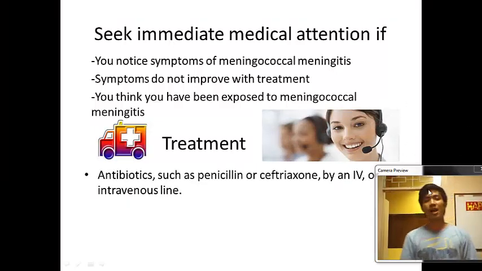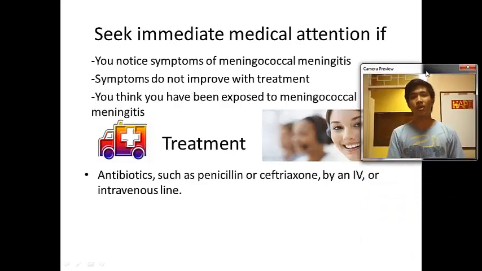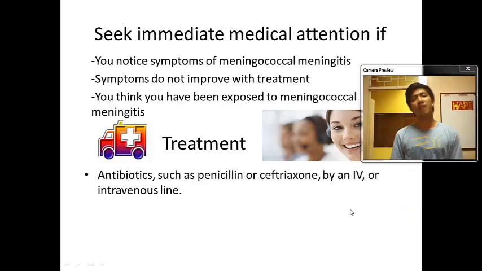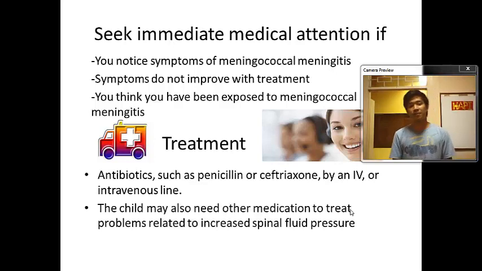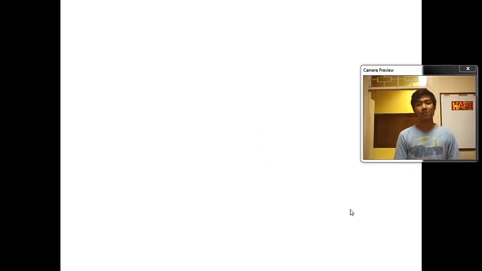The question is, how can we treat meningococcal meningitis? One is to administer antibiotics, such as penicillin or ceftriaxone, by an intravenous line. The child may also need other medication to treat problems related to increased spinal fluid pressure.